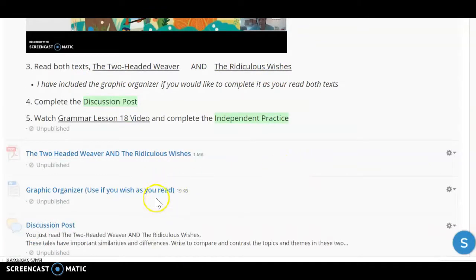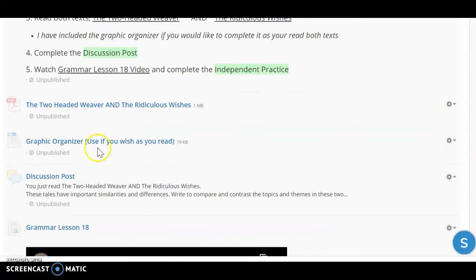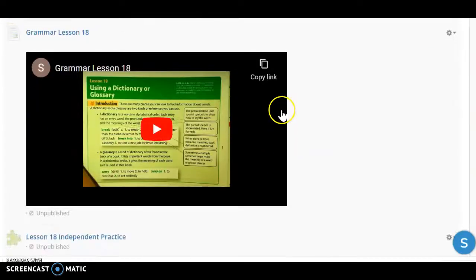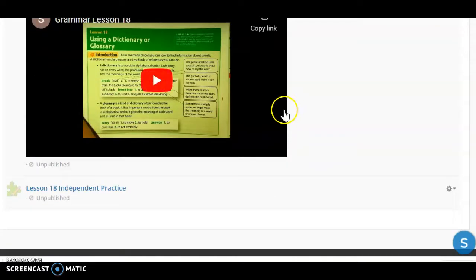So the graphic organizer is here. I recommend completing this as you read through those texts. You will not be uploading it, but it is here if you would like to use it. There is a discussion post you will complete today, and you have a grammar video on using a dictionary and a glossary, and some independent practice.